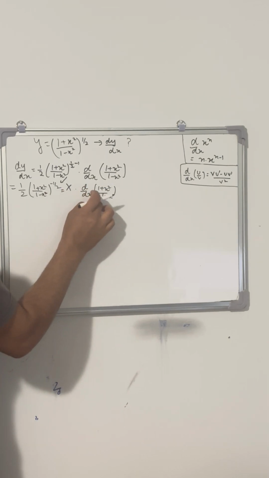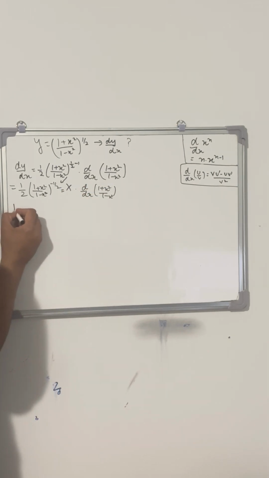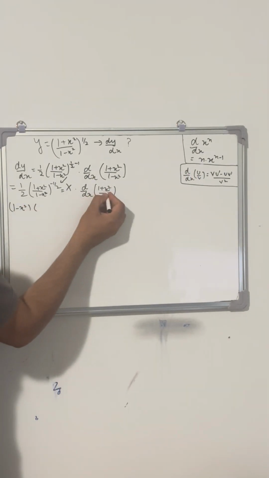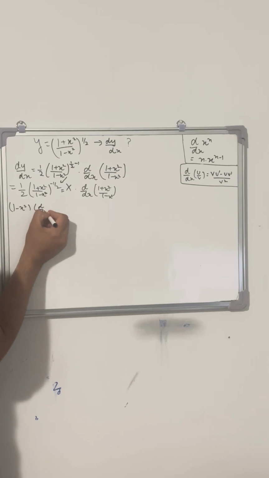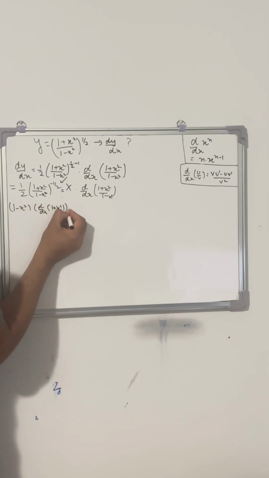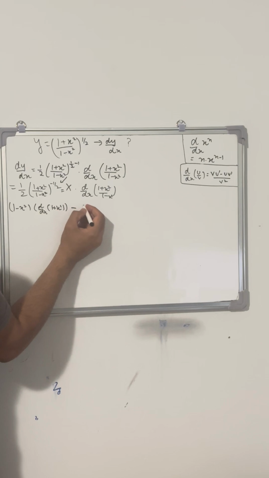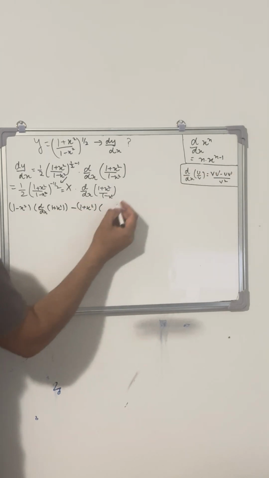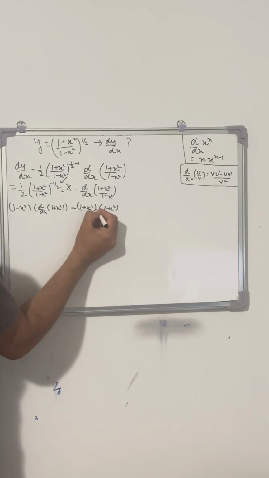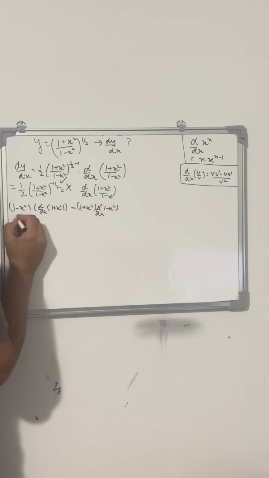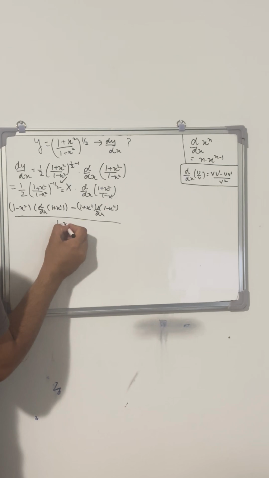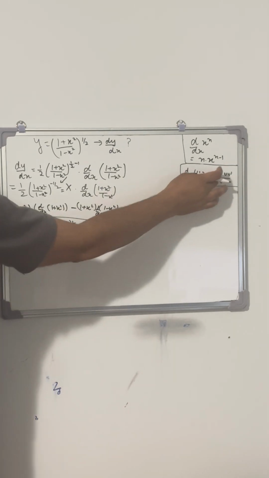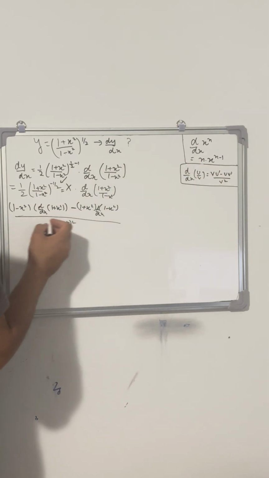So let's first focus on this part. This becomes 1 minus x square, which is v, times the differential of 1 plus x square, minus u, which is the numerator, 1 plus x square, times the differential of the denominator, which is 1 minus x square d by dx, divided by (1 minus x square) whole square.